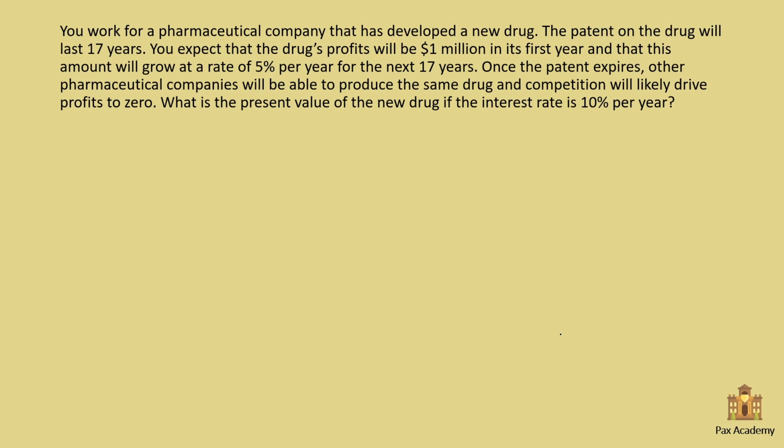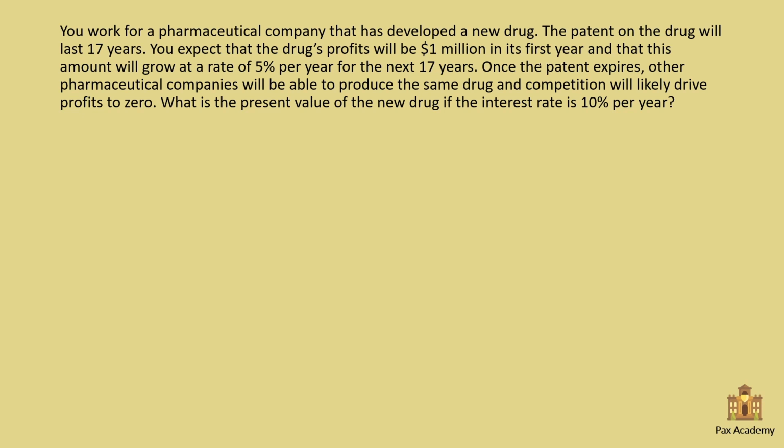Now let's apply what we know to this exercise. The exercise reads, you work for a pharmaceutical company that has developed a new drug. The patent on the drug will last 17 years, which is how we know this is an annuity and not a perpetuity, because it does come to an end after 17 years. You expect that the drug's profits will be $1 million in its first year, and that this amount will grow at a rate of 5% per year for the next 17 years.